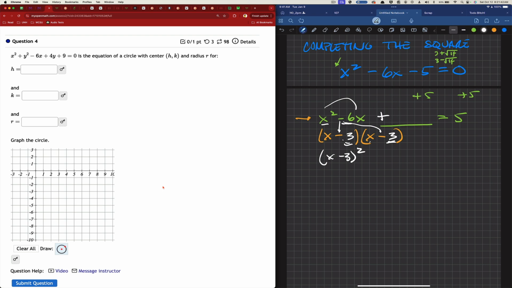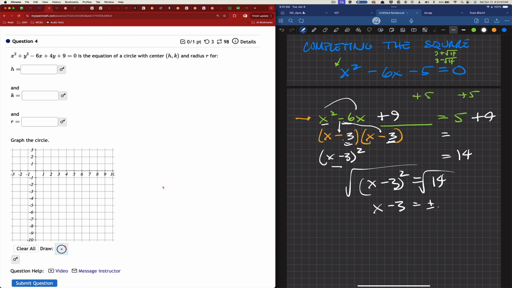So we're choosing to add 9 here, which means we have to add 9 on the other side. Bring all this down, and I have a 14 here, and this x minus 3 squared. So I have x minus 3, the quantity squared, equals 14. Square root both sides. I get x minus 3 equals plus or minus the square root of 14. Add 3, and I get x equals 3 plus or minus the square root of 14, which is exactly what we have up there.